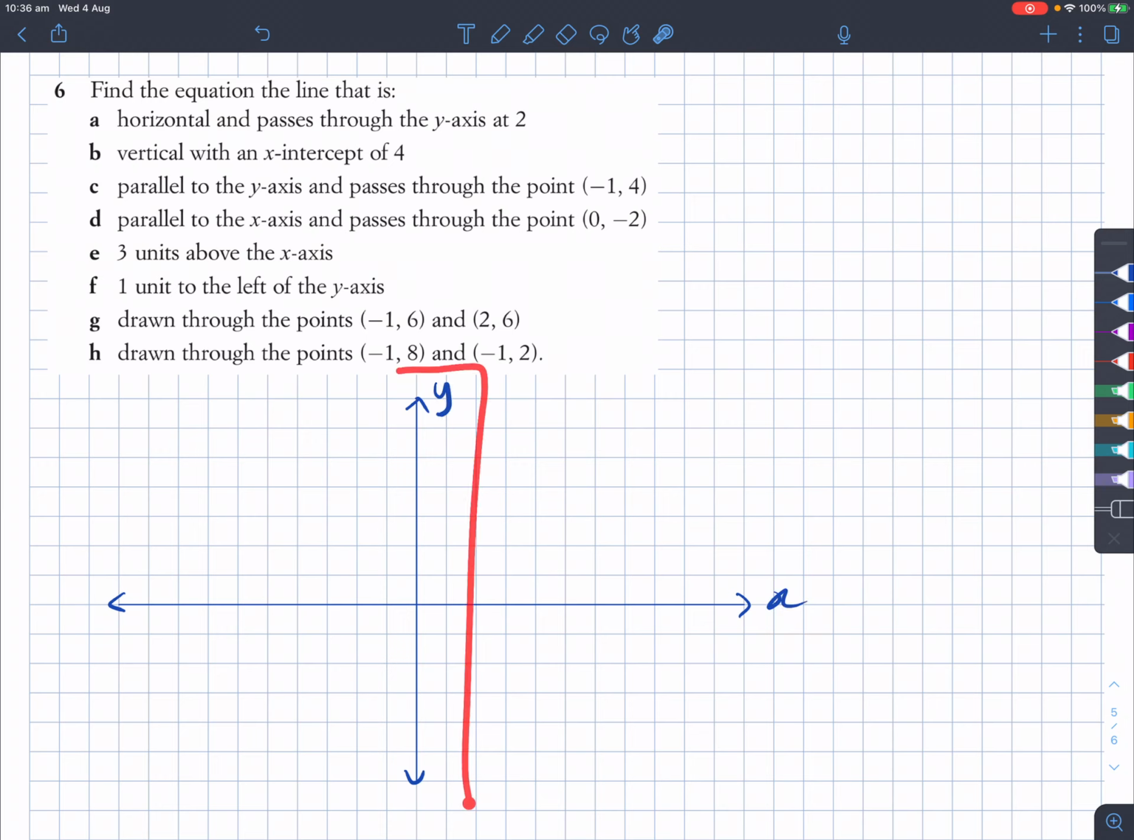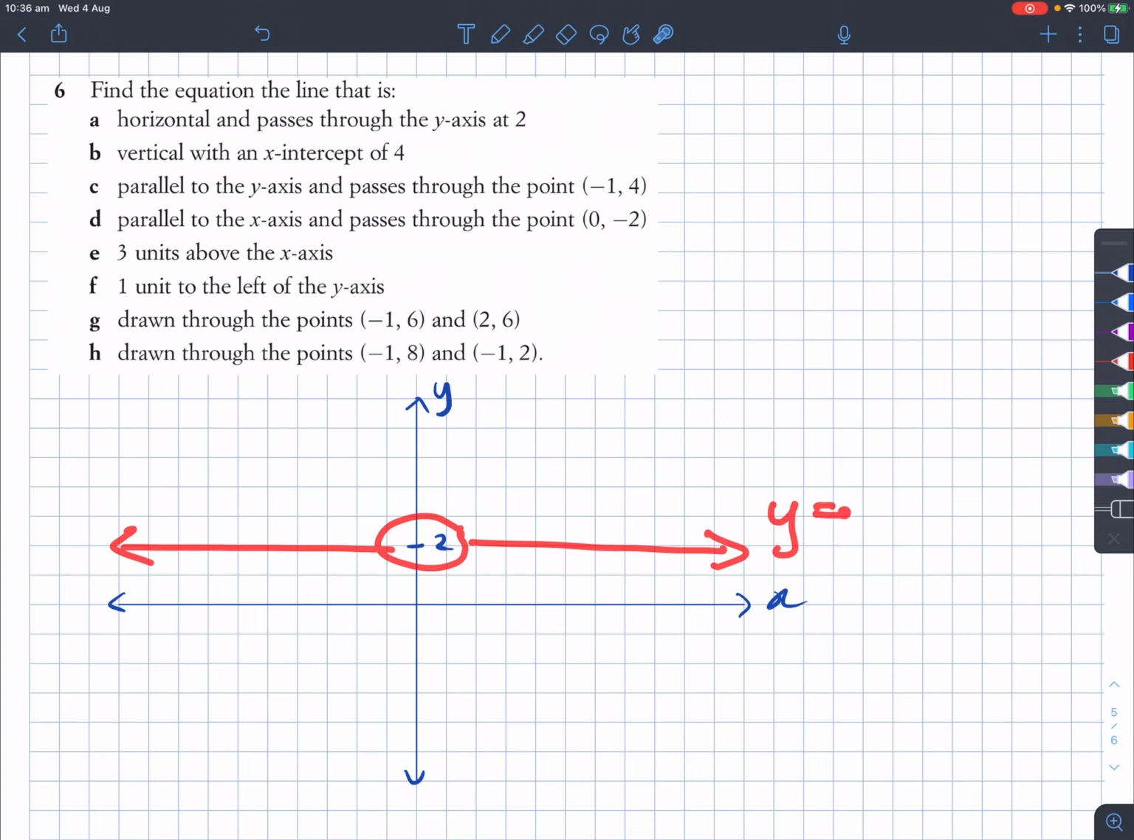That's this line. Okay. So at the y-axis, the number 2 will be right there. I'll plot that there. Now there is a line that is horizontal passing through that. So what do we call that? It's going to pass through the y-axis. So the equation here should be y equals 2.